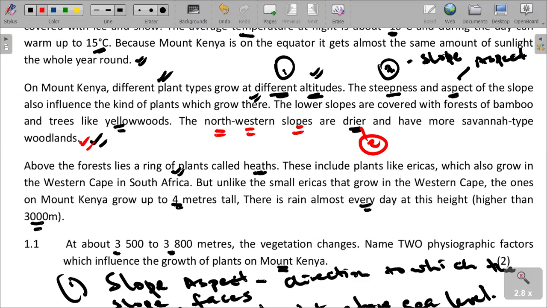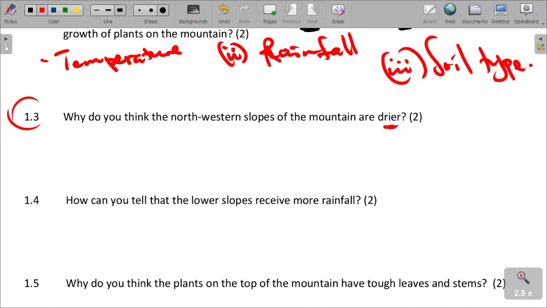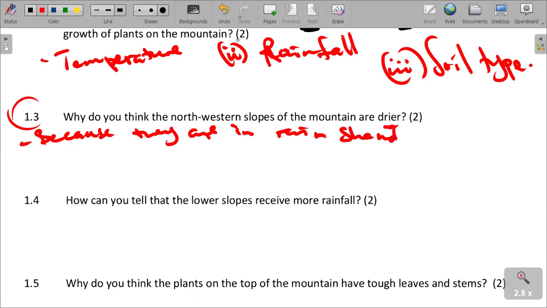So now, what can be the reason why they are drier? It can be because they are in the rain shadow area, which means that moist winds lose their rain on the windward side.